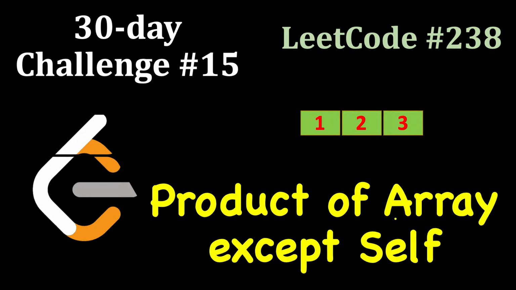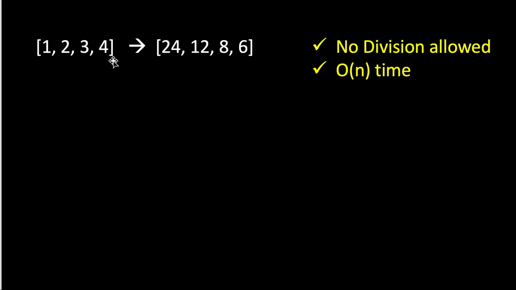So the product of array except self means that for each index, you are given, here, a 4-size array. You will return an equal size array as the return value, where the value at the ith index will denote the product of all the elements of the array except the element at that index. For example, if you have 1, 2, 3, 4 and you multiply all the elements of the array except 1, you will get 4 times 3 times 2, which is 24. So the first index is 24.